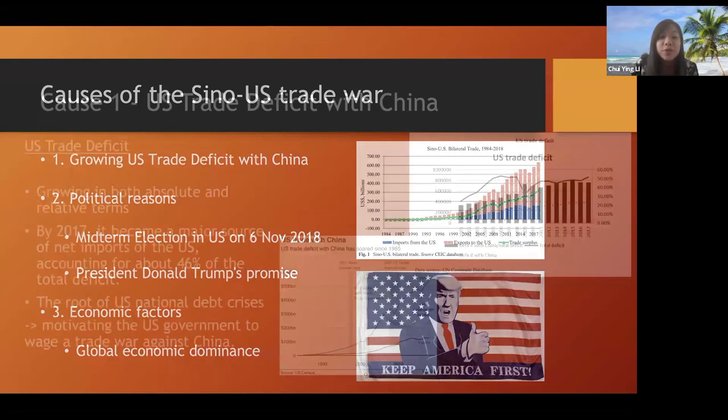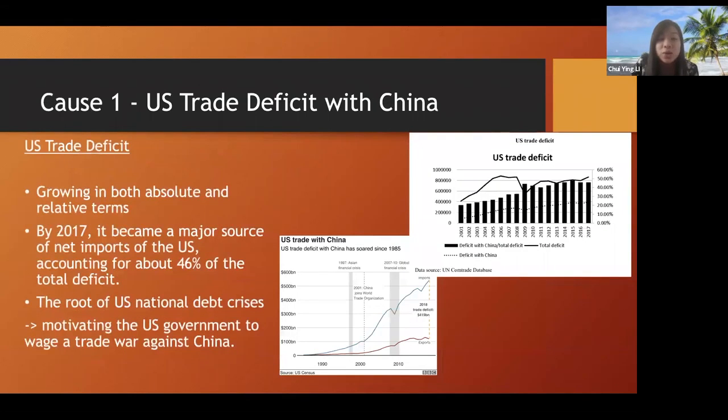In detail, the first cause is the US trade deficit with China. The deficit has been growing in both absolute and relative terms, by referring to the chart. In 2017, the trade deficit with China has become a major source of net export of the US, accounting for about 46% of the total deficit. The trade imbalance has been the root of the US national debt crisis, and it motivated the US government to wage a trade war against China.